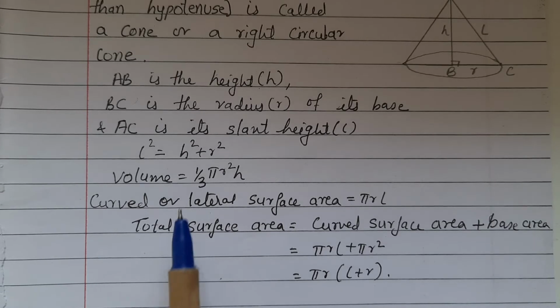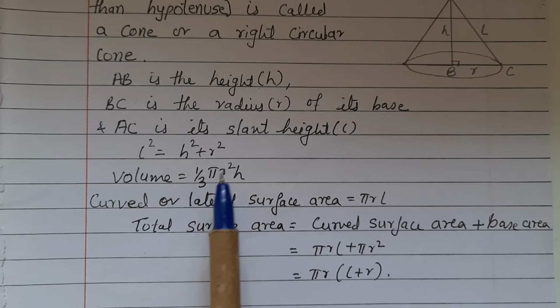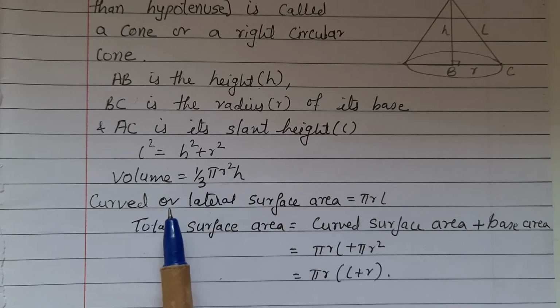Volume equal to 1 upon 3 pi R square H. Curved or lateral surface area is pi R L. Total surface area is equal to curved surface area plus base area, which is equal to pi R L plus pi R square. Pi R is common, so total surface area is equal to pi R into L plus R.